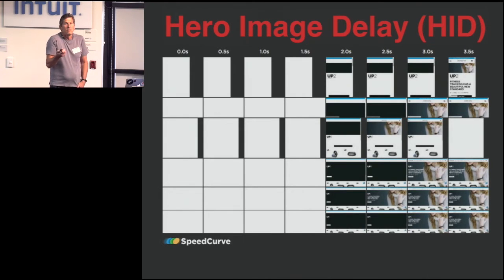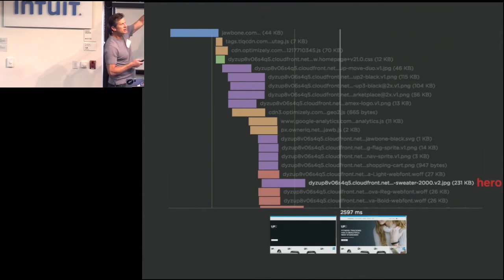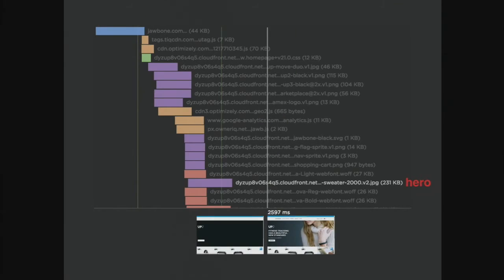Why is the hero image taking so long? Oh, it's a huge image. Okay, there's the hero image. This is the beautiful waterfall you get from SpeedCurve, and you can see this is the hero image. It's not taking that long. This is maybe 600 milliseconds, right? What's the problem that this isn't displaying until 3 seconds into the page?